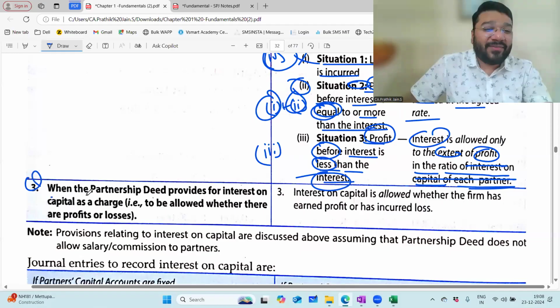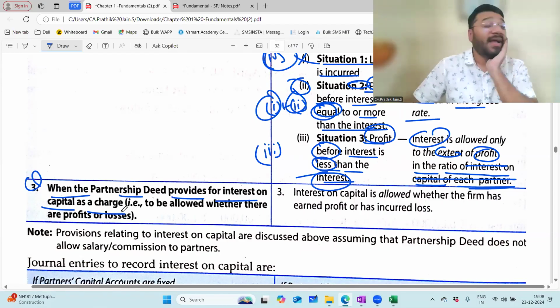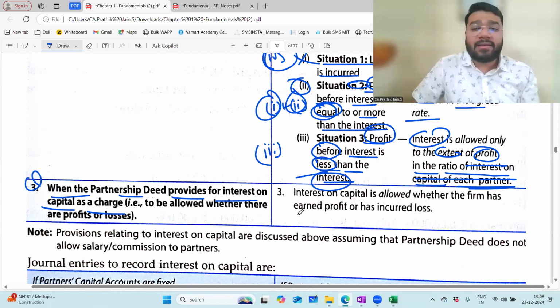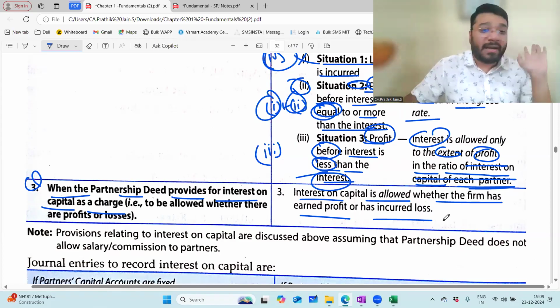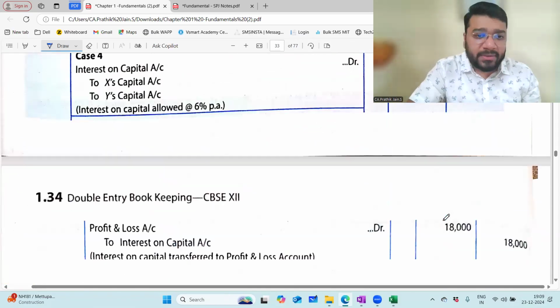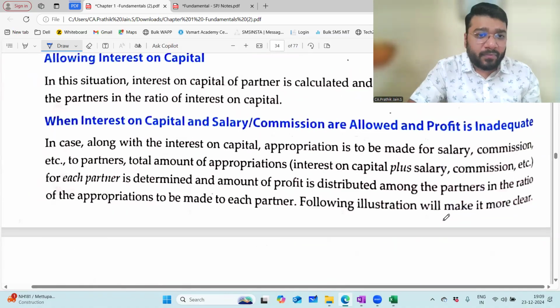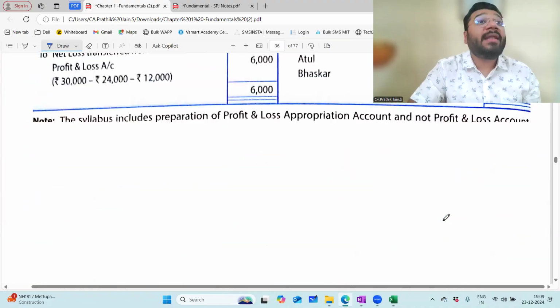Third point, the partnership deed provides for interest on capital as a charge to P&L. Interest on capital is allowed whether the firm has earned profit or incurred loss, doesn't matter. Easy one. 19th question, I don't think there's any problem in that. Which question is that, Anand and Mohan? 25.